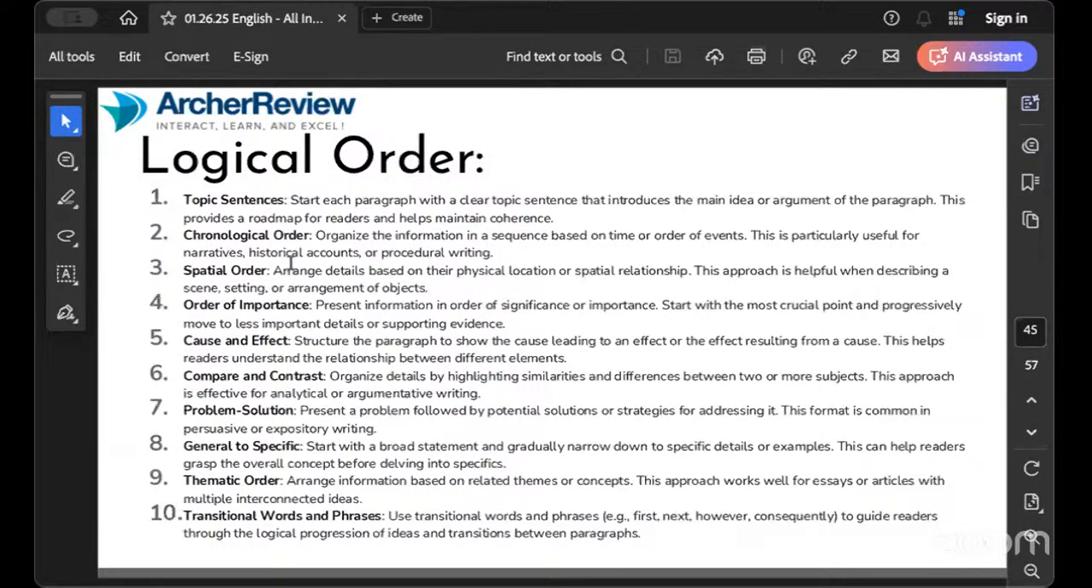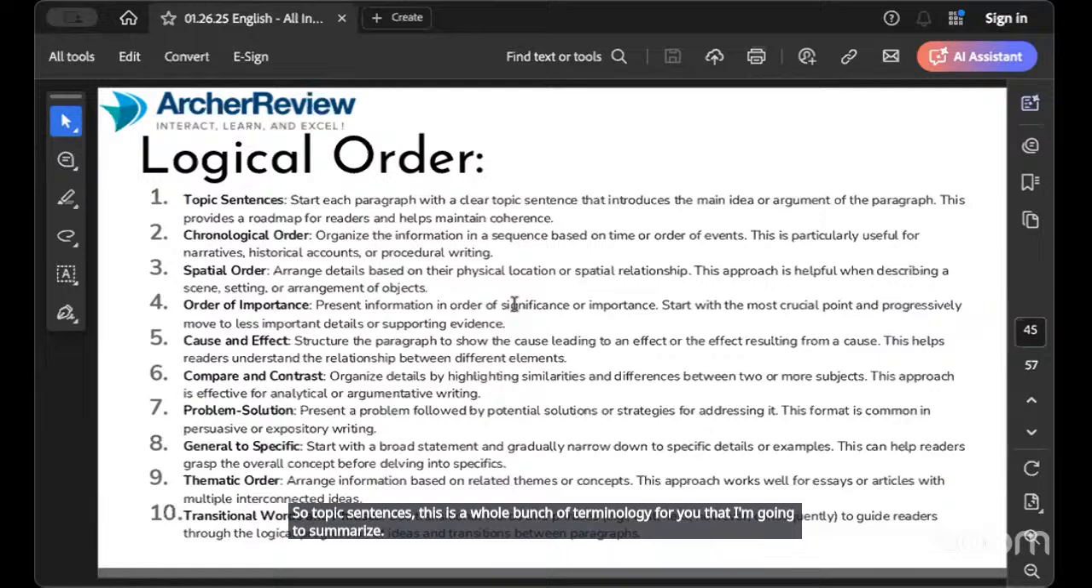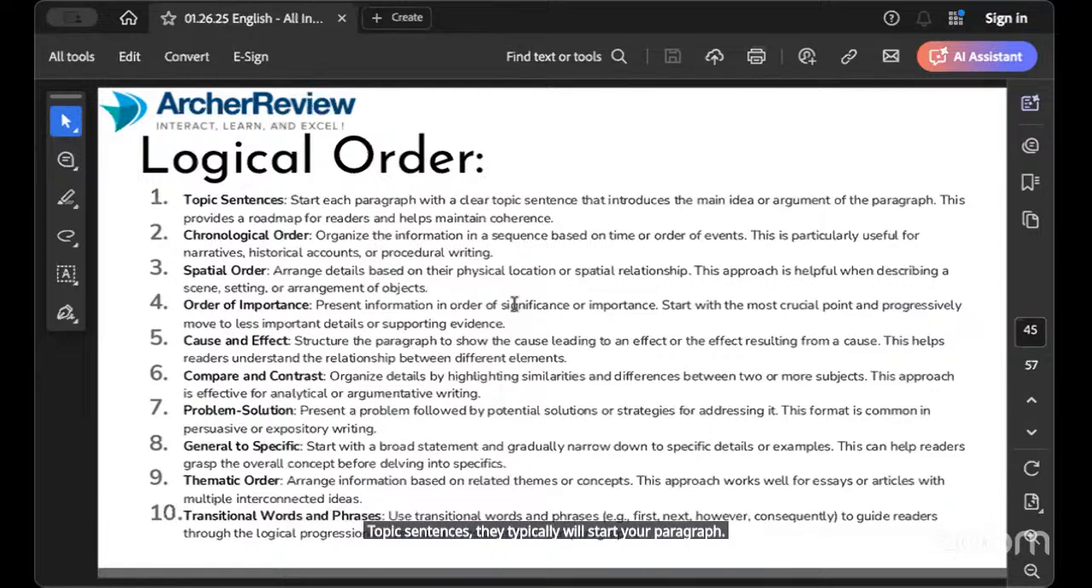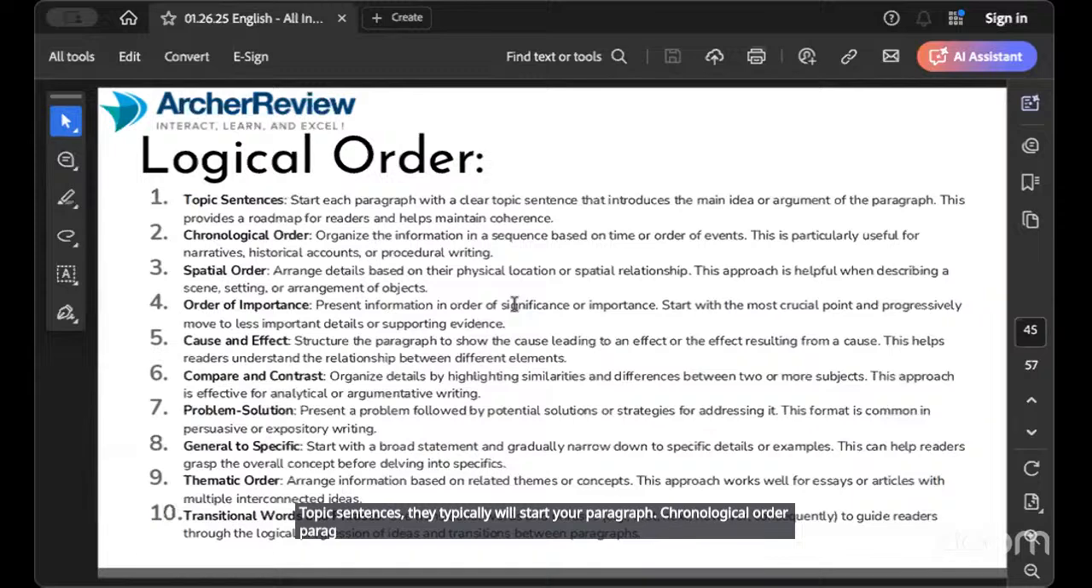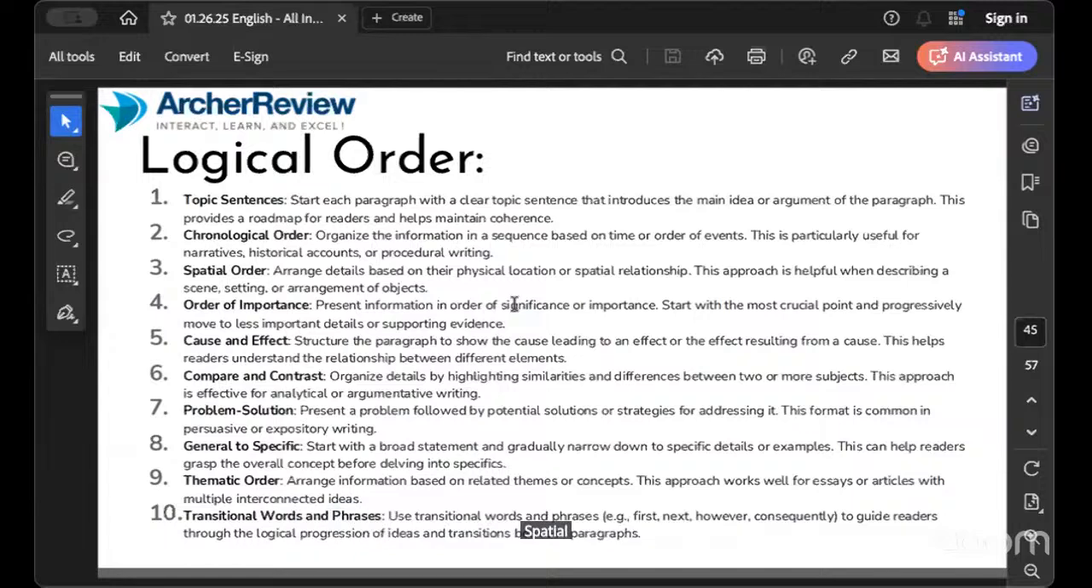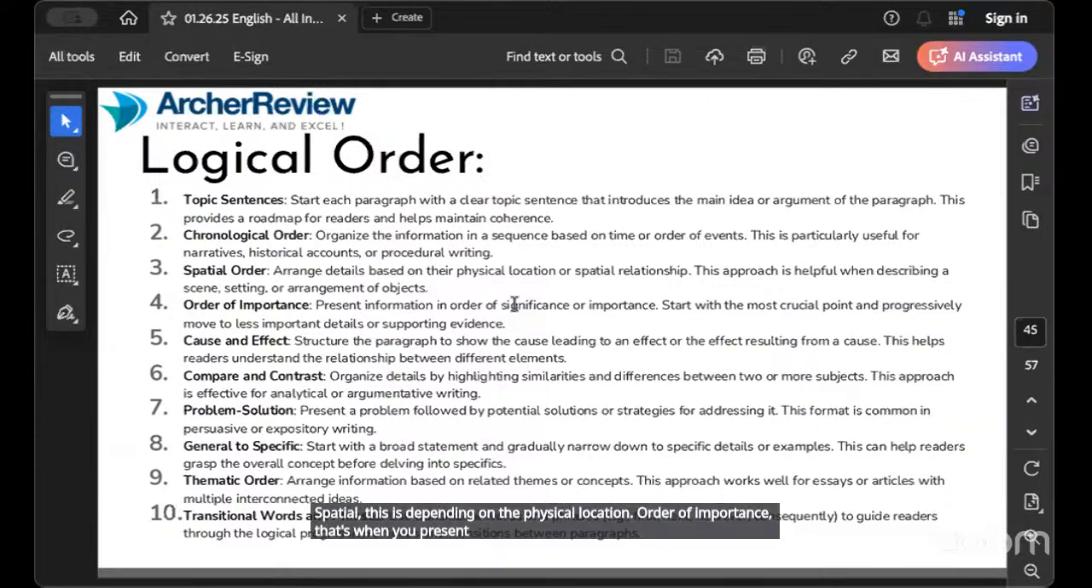Now, earlier, we talked about transition words. This is where those are going to come back up again. So, topic sentences, this is a whole bunch of terminology for you that I'm going to summarize. Topic sentences typically will start your paragraph. Chronological order paragraphs are going to show things that happen in a time order. Spatial, this is depending on the physical location. Order of importance, that's when you present things based off of how important they are. So some things are more important than another, so they come first, and then you move to the least important.